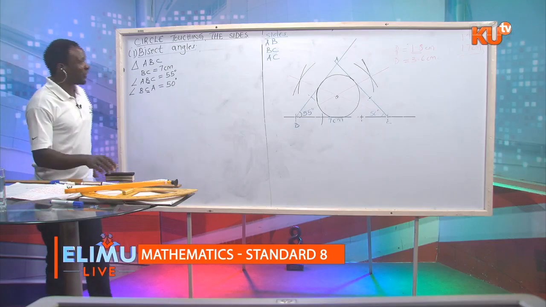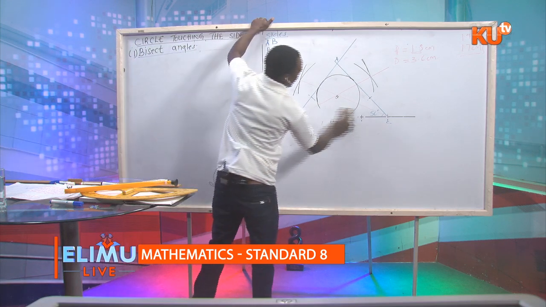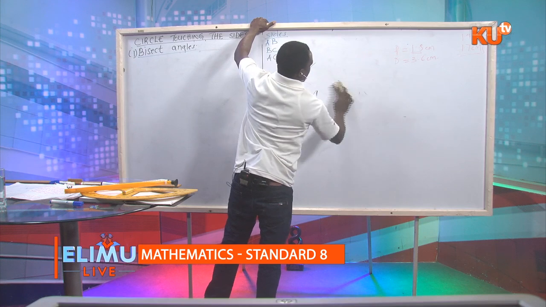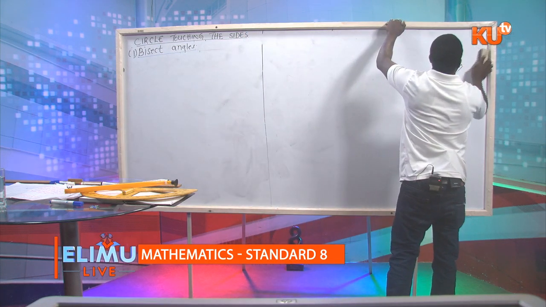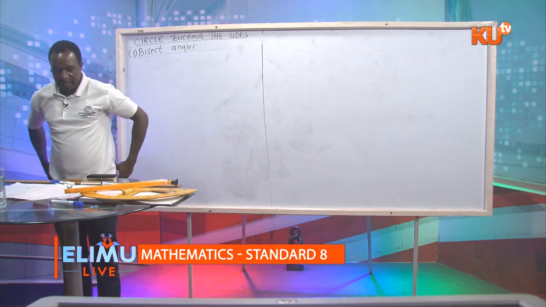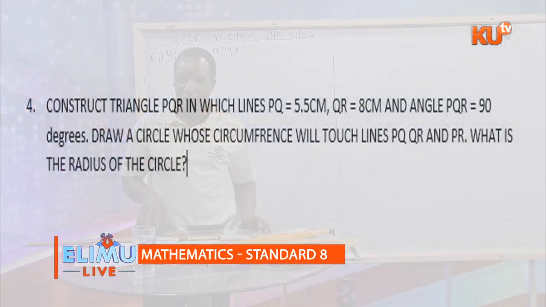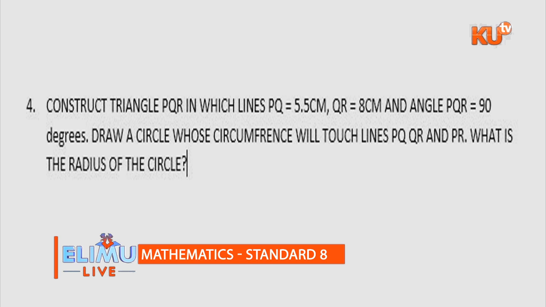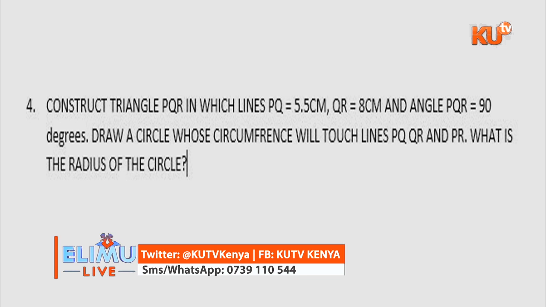Let me go to another question on still circle touching the sides. Circle touching the side. And I read, construct triangle PQR in which line PQ is equals to 5.5 centimeters. QR is equals to 8 centimeters. And angle PQR is equals to 90 degrees. Draw a circle whose circumference will touch lines PQ, QR, and PR. What is the radius of the circle?